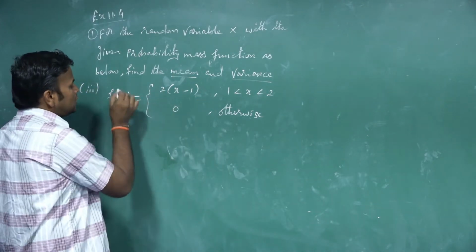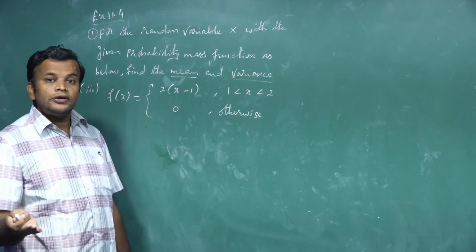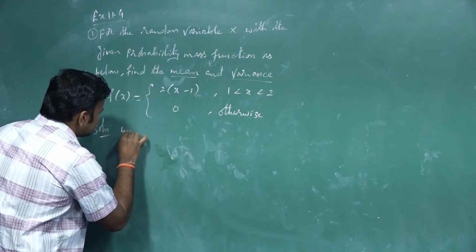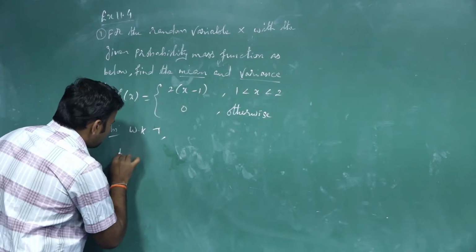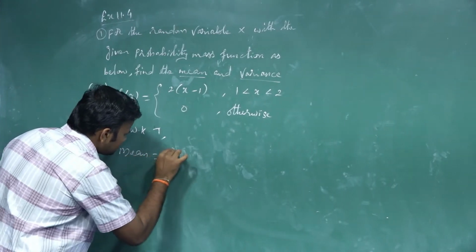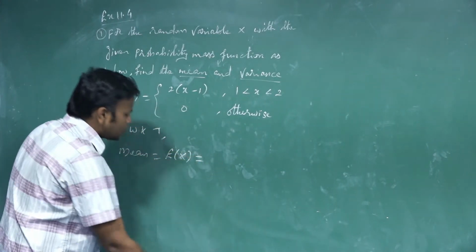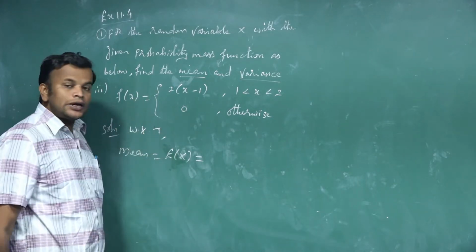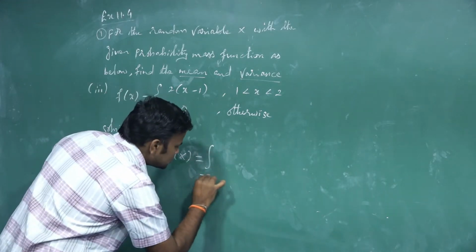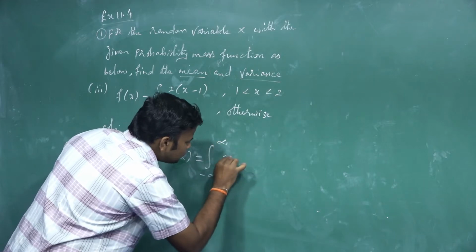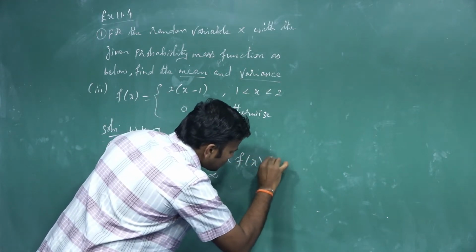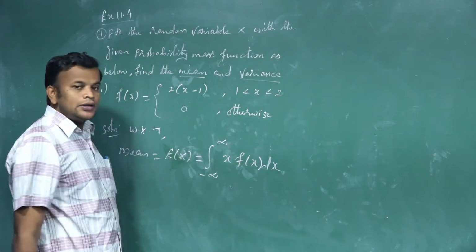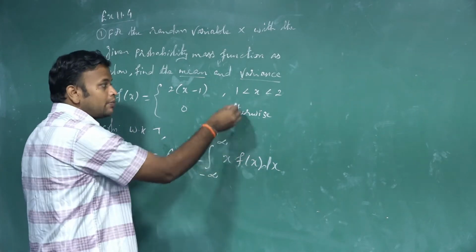Now I indicate that f of x follows a continuous random variable. So first I write the formula of mean. The symbol of mean is E of x. It follows a continuous random variable, so the formula is integral from minus infinity to plus infinity of x into f of x dx. So first we write the formula. Then the limit will be changed depending upon our given step.